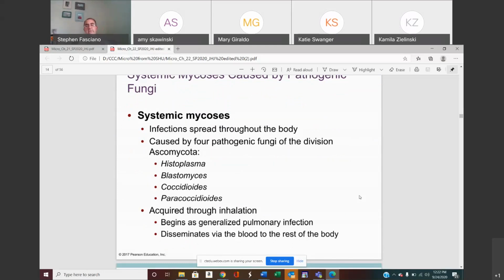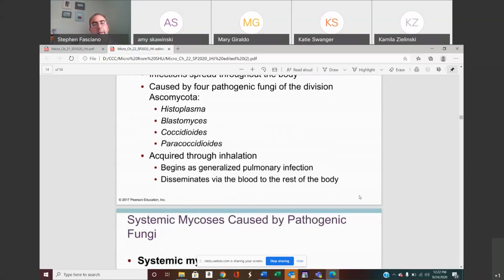There are 4 pathogenic fungi, and they're all of the division Ascomycota, right? So that was one of those 3 divisions that you guys had outlined. And those are the names of them: Histoplasma, Blastomyces, Coccidioides, and Paracoccidioides. They are acquired through inhalation. So it starts off as just a pulmonary infection, something in your lungs, and then it can get into your blood, right? And then goes everywhere your blood goes, which is all over your body.